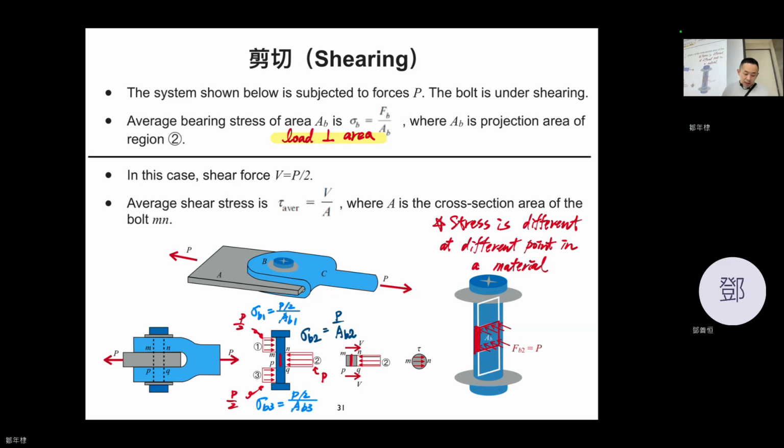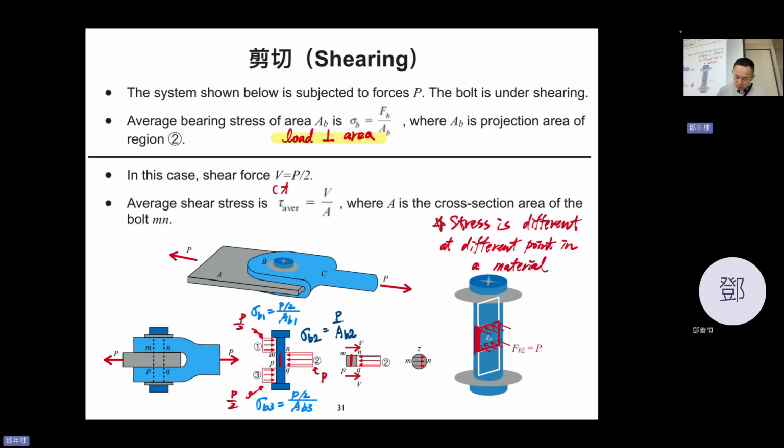All right, now I assume that you understand the bearing stress. Now I'm going to tell you the shear stress. Shear stress is tau, okay, tau.